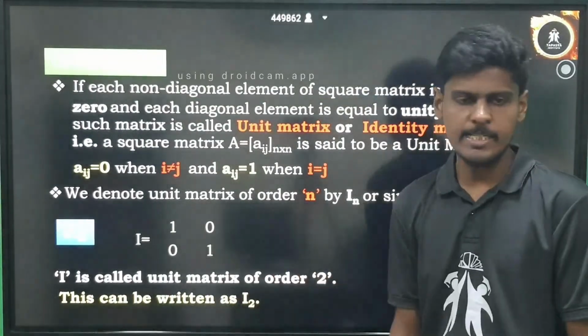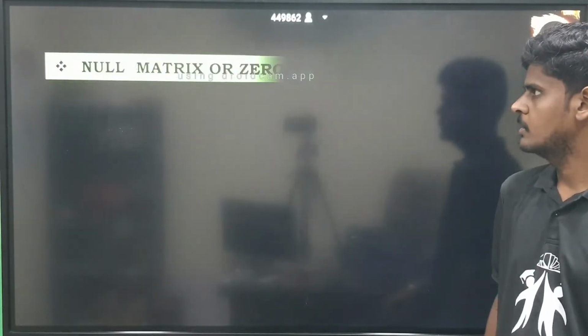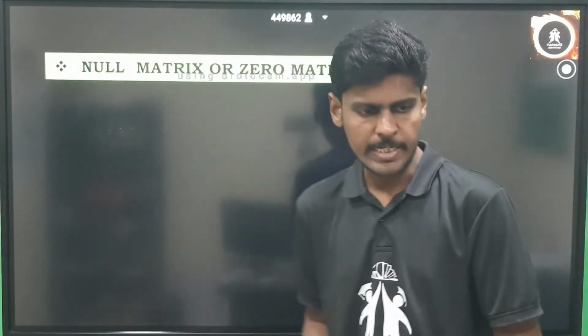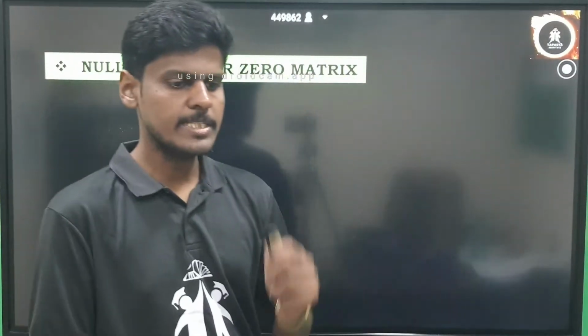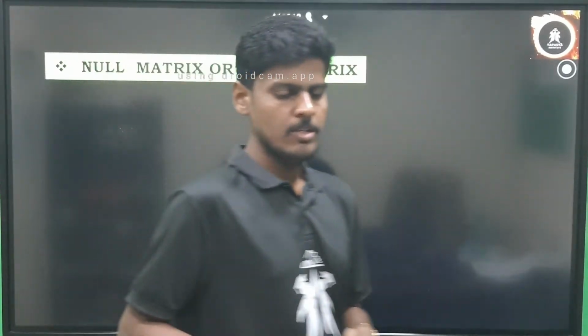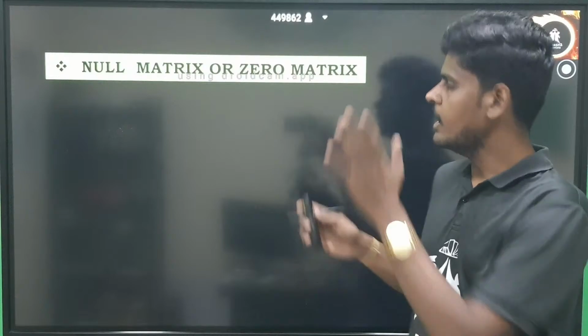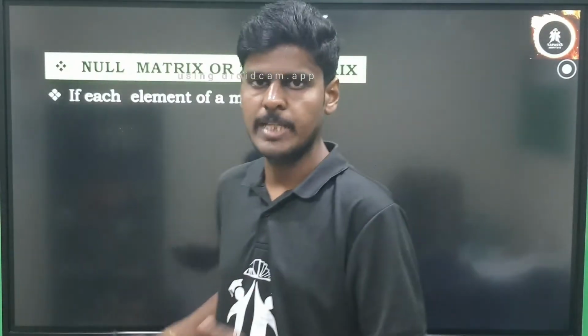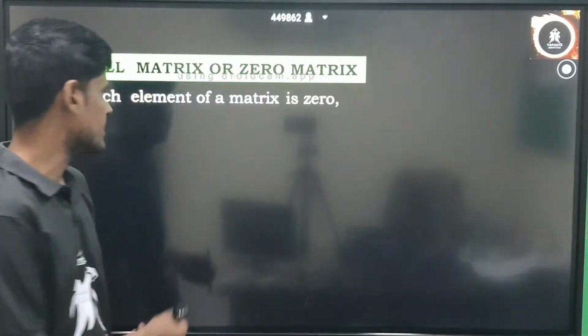Okay, this is written as I2. Next is a zero matrix. We call it zero matrix, null matrix, void matrix, empty matrix, all are the same. So what is a zero matrix, students? All the elements in the matrix become 0. That is a zero matrix. Obvious, it is very easy.